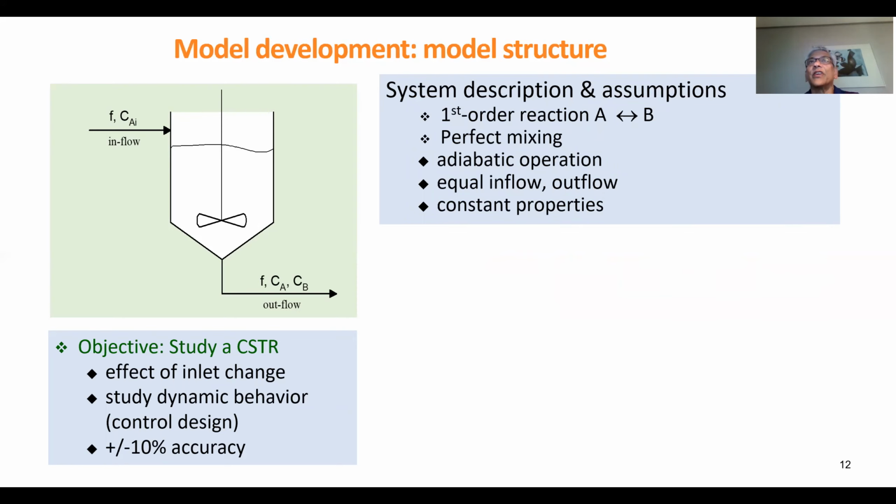We have a first order reaction. We assume that we have perfect mixing. We have adiabatic operation, equal inflow and outflow. And we assume constant properties, which means that the properties will not change with respect to temperature, pressure, composition, and so we do not need to worry about the derivatives. But if they do change, then we need to worry about the derivatives.